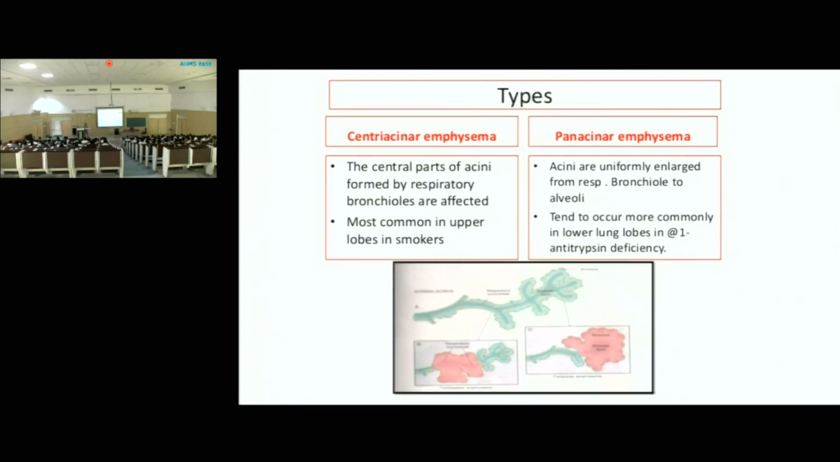These things will be asked, right? Centriacinar type of emphysema most commonly affects which part of the lung? It most commonly affects the upper lobe, while the panacinar type most commonly affects the lower lobes.